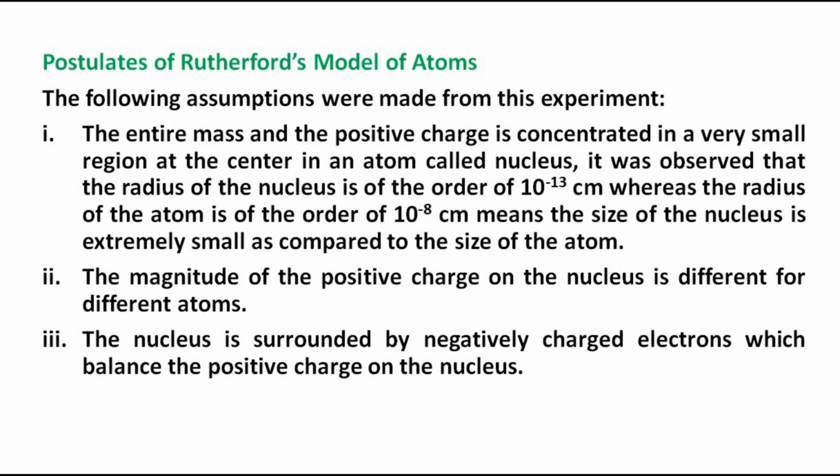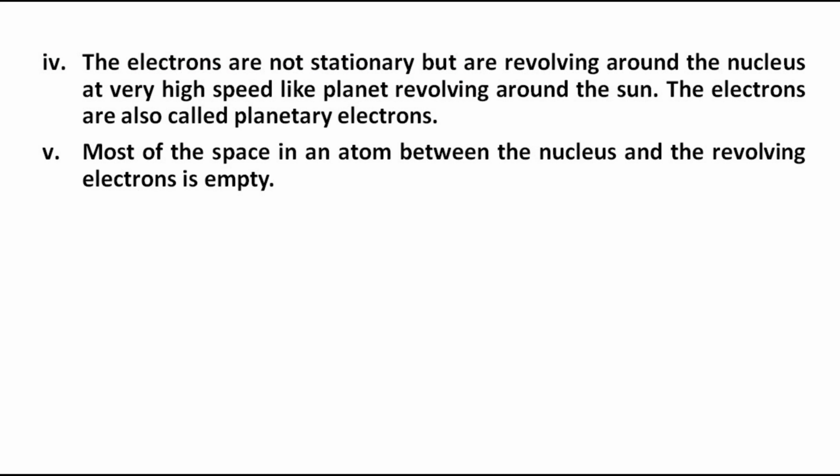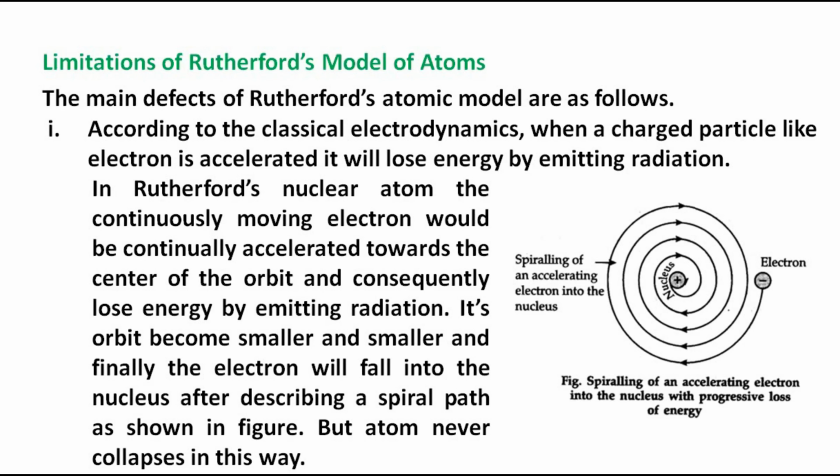The magnitude of the positive charge on the nucleus is different for different atoms. The nucleus is surrounded by negatively charged electrons which balance the positive charge on the nucleus. The electrons are not stationary but are revolving around the nucleus at very high speed, like planets revolving around the Sun. The electrons are also called planetary electrons. Most of the space in an atom between the nucleus and the revolving electrons is empty.